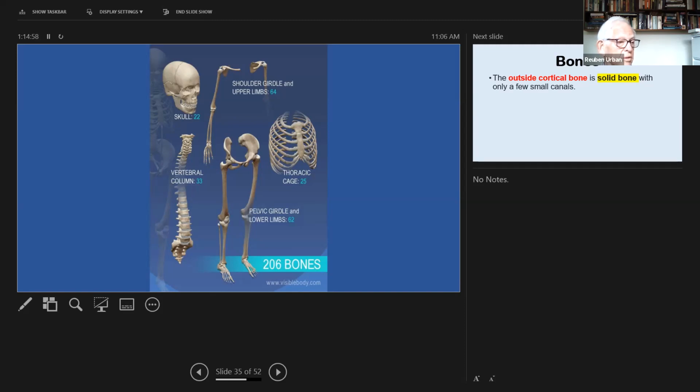The pelvic girdle and the lower limbs have 62 bones. The shoulder girdle and the upper limbs, 64 bones. Thoracic cage, 25. And that one's easy to explain because we've got 12 ribs on each side, 12 pairs, 24 plus the sternum. So we have 206 bones.